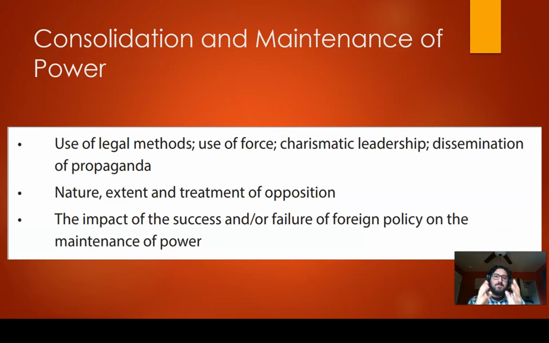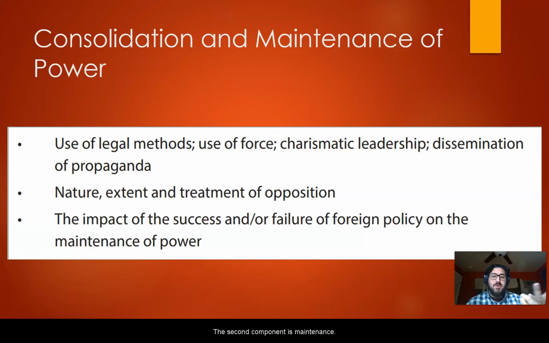So this is broken down into two major categories and 3 bullet points. The first category is consolidation, which is all about how the new Nazi government brought all of the power that they had together, how they reduced it so that all the power came onto them. So they were the only ones who held power. And by extension, the things Hitler did to ensure that he held the most power within the Nazi Party. Whether that's the use of legal methods, force, charismatic leadership, propaganda, the treatment of opposition, or foreign policy.